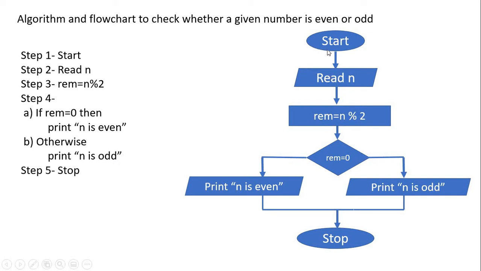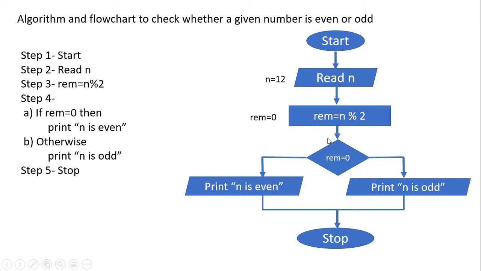Let us look at the flowchart now. Start, then read n in a parallelogram. Suppose the n value given by the user is 12. Then the remainder we will get is 0. That is, when we divide 12 by 2, 12 is evenly divisible by 2, that is 2 6s are 12, and we get the remainder 0.